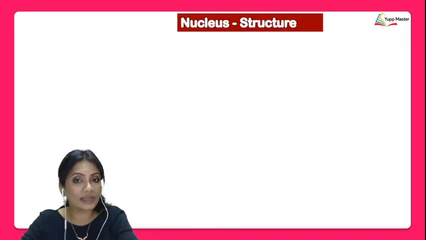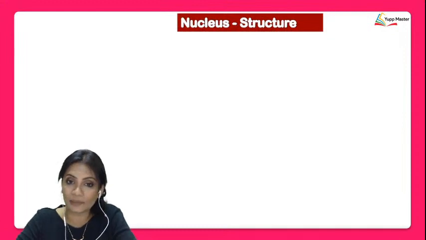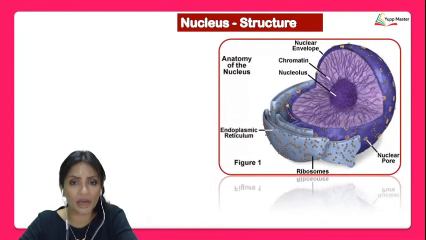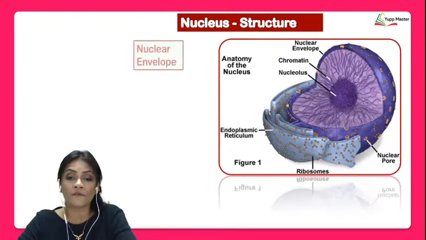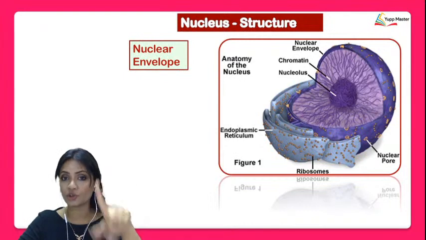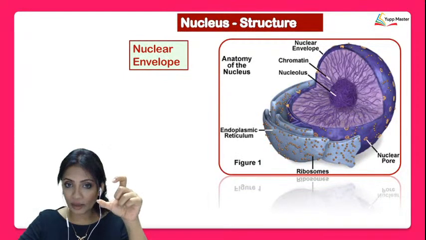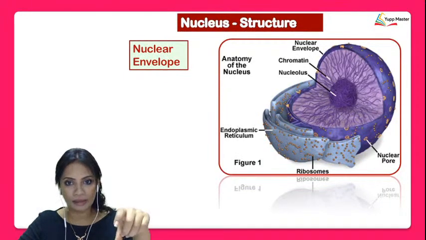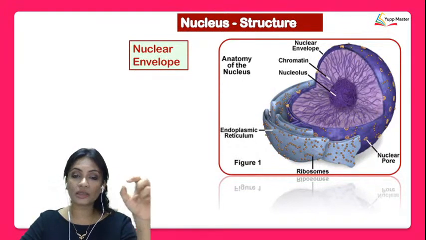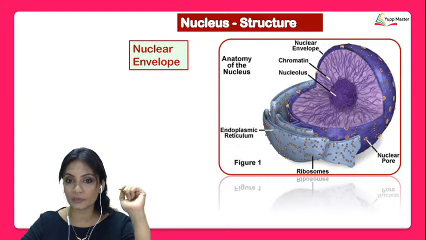Now, we also went ahead and learned in detail about the nucleus. Let's have a quick recap of the parts present in the nucleus. First and foremost, the double layered nuclear envelope. Remember, there were 2 layers. Both the layers, the outer membrane and the inner membrane, were separated by a middle space. That space was called the perinuclear space.